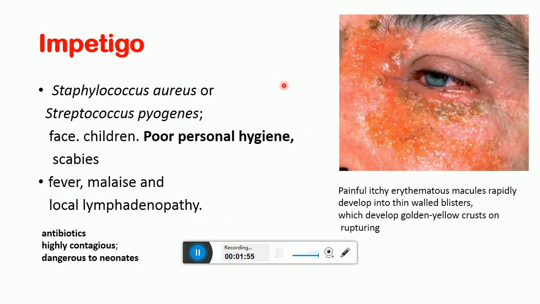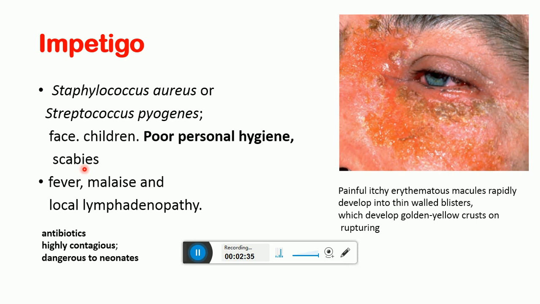Another one is impetigo. It is a superficial skin infection. It is caused by Staphylococcus aureus and also by Streptococcus pyogenes. Impetigo occurs on the face of children, in those children who have poor personal hygiene, and is also associated with children who have scabies.